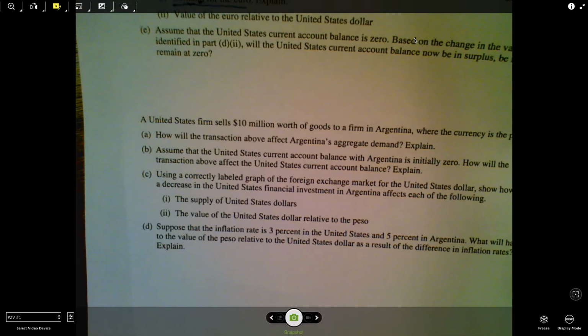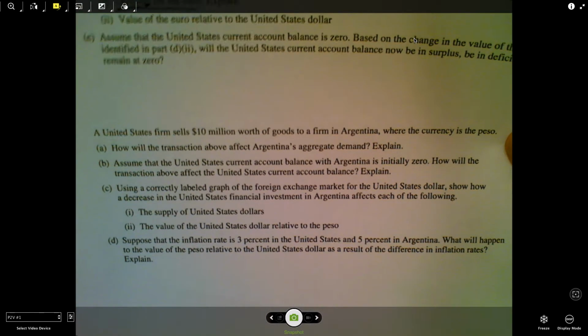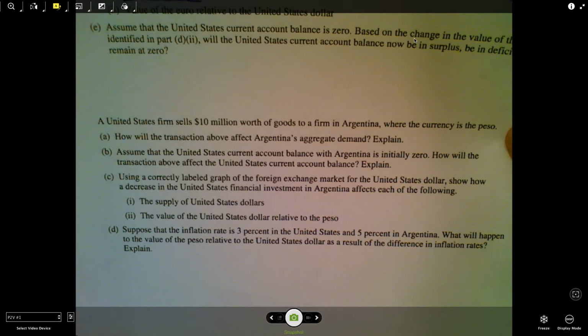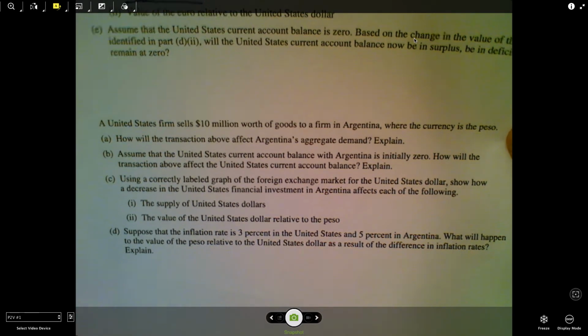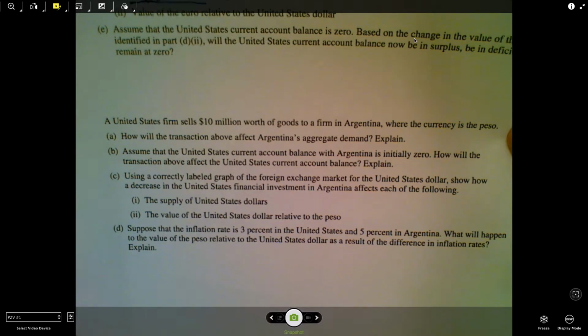All right, let's look to number 2. All right, so we got a United States firm sells $10 million worth of goods to a firm in Argentina where the currency is the peso. How will the transaction above affect Argentina's aggregate demand?